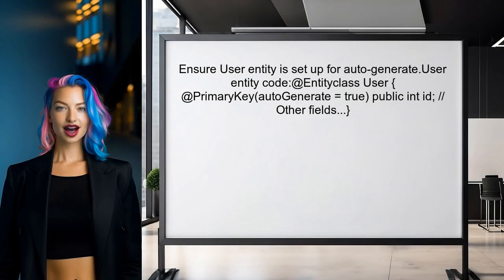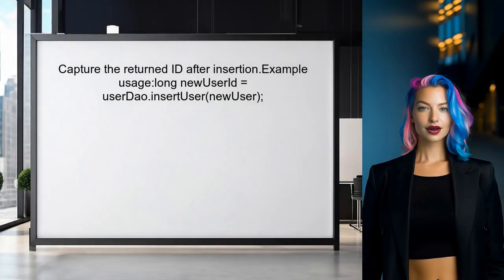Next, the user should ensure that the user entity is properly set up to allow for auto-generated IDs. This is already done in the provided code, where the ID is marked with auto-generate. Now, when the user calls the insert method, it will return the ID of the newly inserted user. This can be captured in a variable for further use.